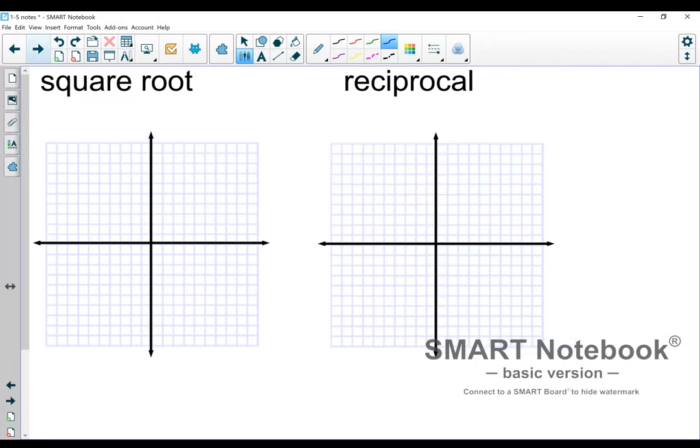Next, we have a square root function. So f of x equals square root of x. There's two really cool ways to graph this. The first is just think about numbers I can square root. Square root of 0 is 0. Square root of 1 would be 1. Square root of 4 would be 2. Square root of 9 would be 3.